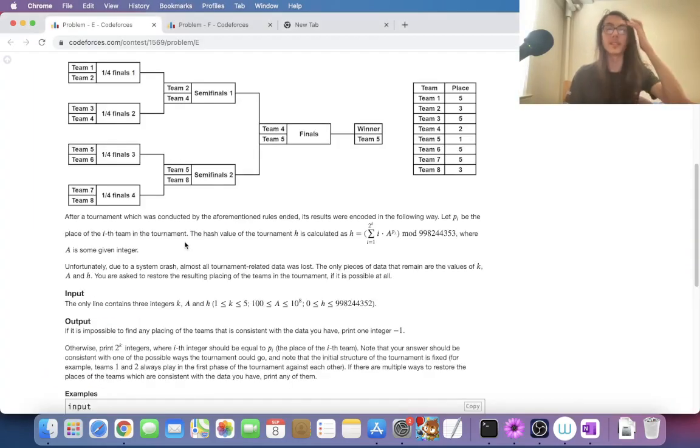I keep calling it FFT. I should be calling it NTT, but I don't use either of them that much, so I'm not accustomed to it. But yeah, sure, NTT number. Basically it's a mod that you can use. It's a friendly mod, I'm pretty sure. Due to a system crash, almost all tournament-related data was lost. The only pieces of data that remain are the values of K, A, and H. All right.